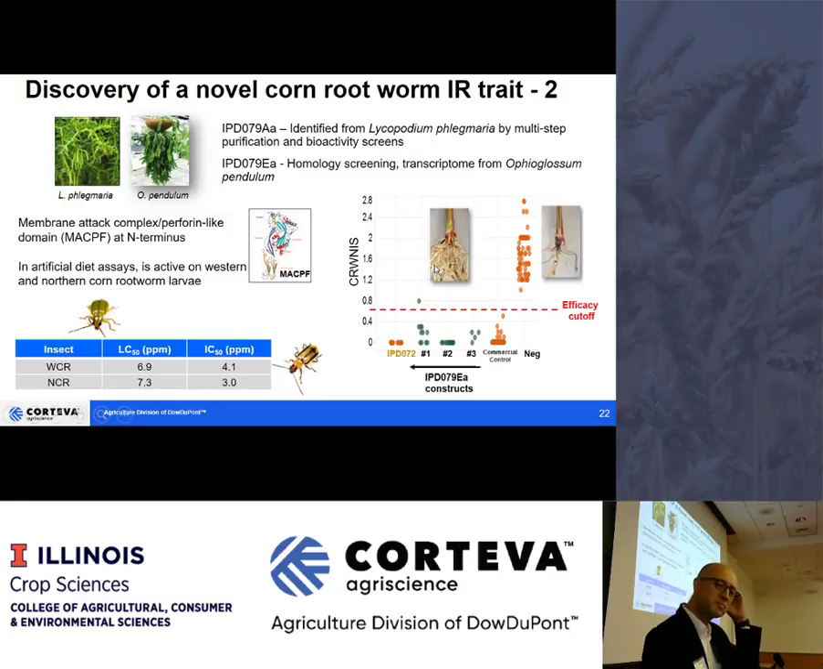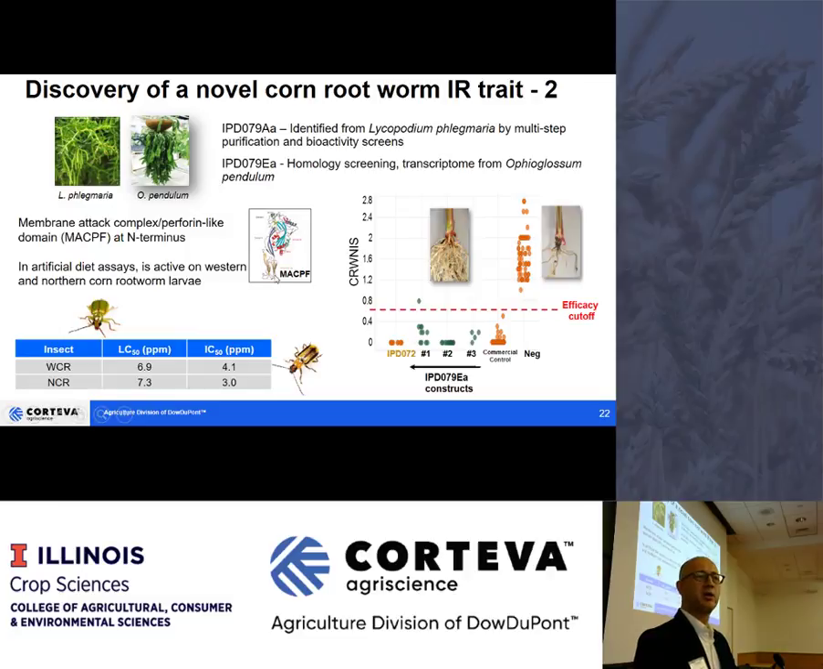This is the picture that corresponds to that. So in other words, in this case we have tested this against the western and northern corn rootworms. We haven't tested yet against the Mexican corn rootworm. That's another one of the ones that we target, but it's very important to us that there is a good degree of control of the western and northern corn rootworms.